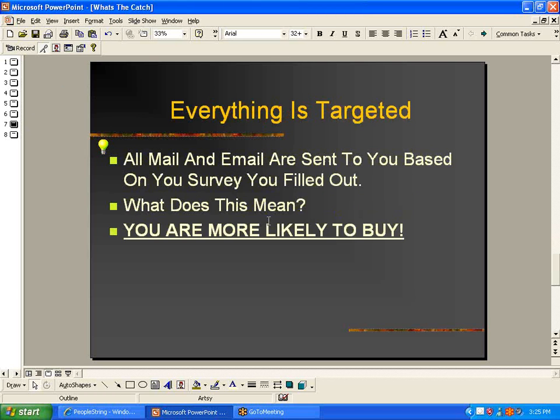So what's the difference here? All the mail is targeted. When you come in and fill out that survey, maybe there's a question: do you like sports? Do you like basketball? If you're like me, I'm a huge Laker fan. So maybe I get something in the mail that says buy cheap Laker tickets. Obviously, what does that mean? It means I'm more likely to buy. That's why our data is valuable, why they can afford to pay you, and why it's free, because PeopleString is essentially sharing that revenue with you.